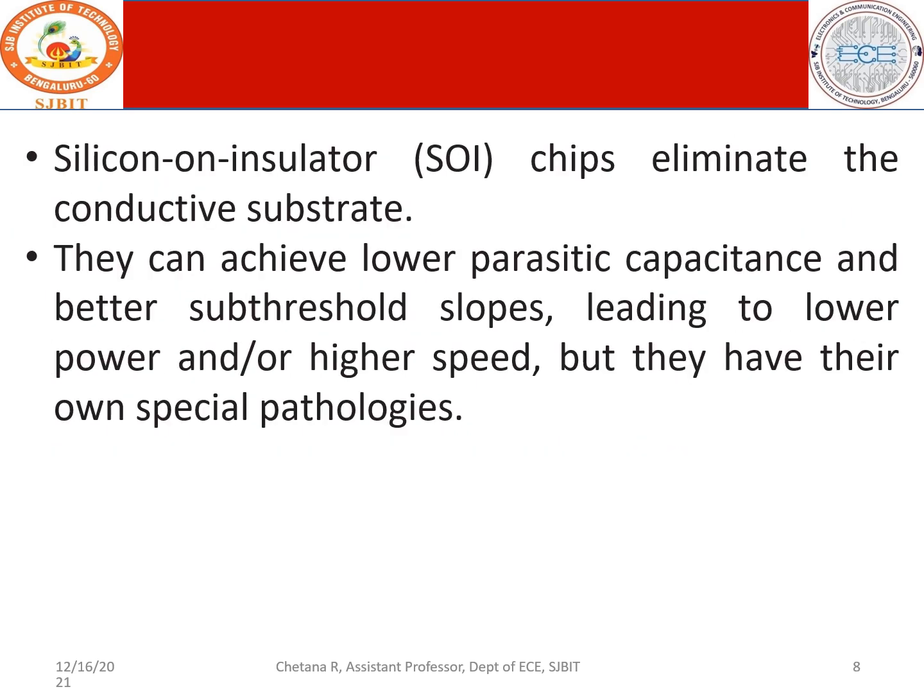Next we have silicon on insulator. This is also one technique which eliminates the complete substrate structure. On an insulator we are trying to build up a circuit. So the advantage of this kind of technique is to achieve lower parasitic capacitance and better subthreshold slopes. Therefore, lower power and higher speed can be achieved when you are going for SOI techniques.